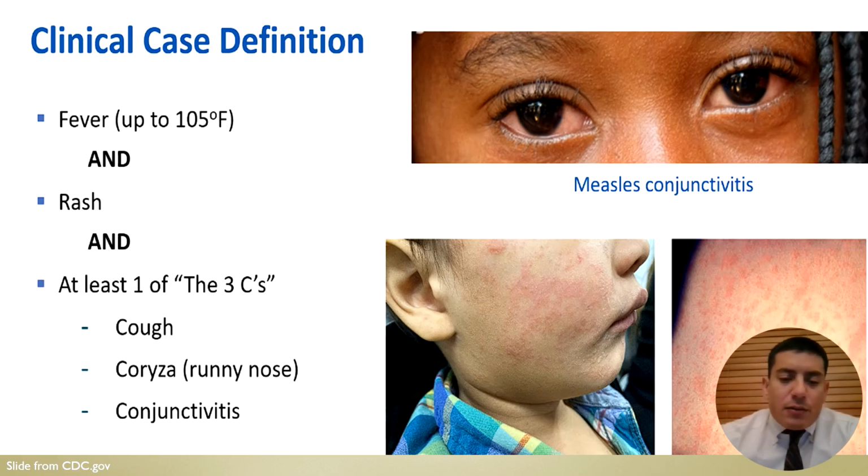So what we have here is the clinical case definition according to the CDC. You'll see fever, rash, and one of the three C's: cough, coryza or runny nose, and conjunctivitis.